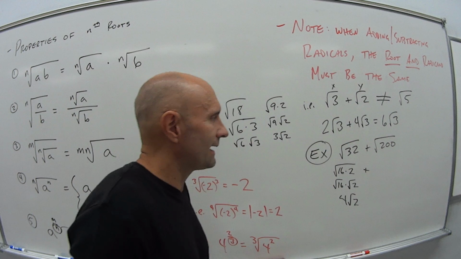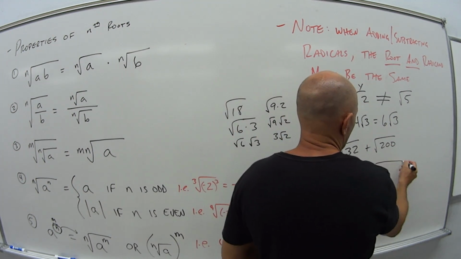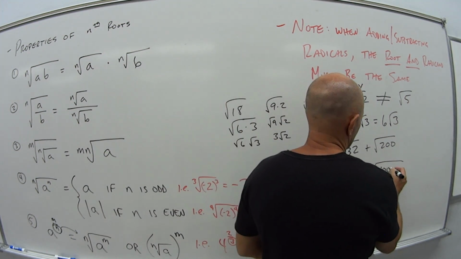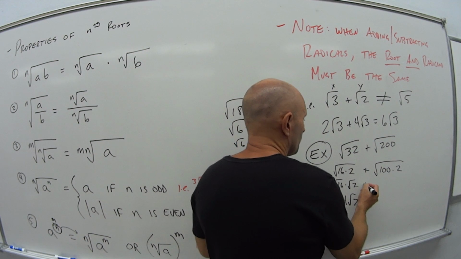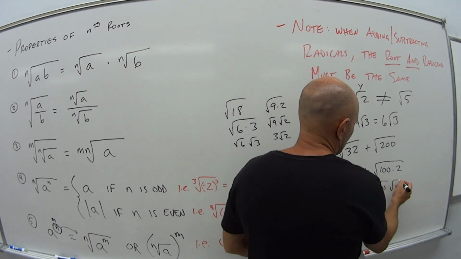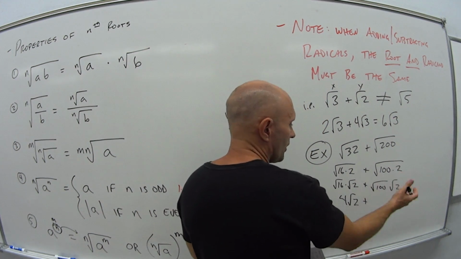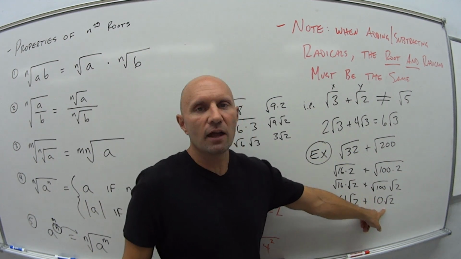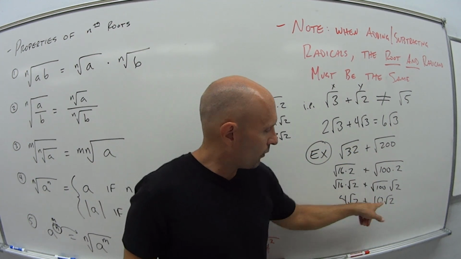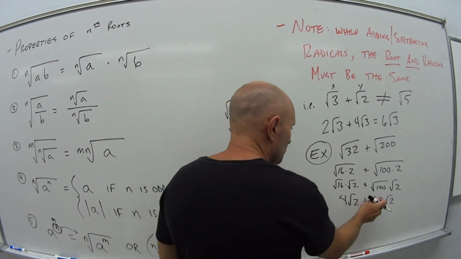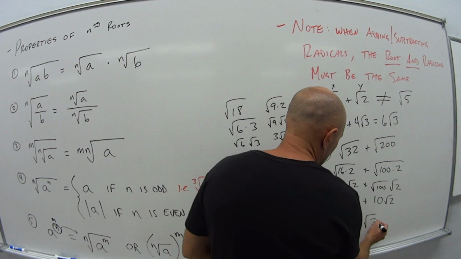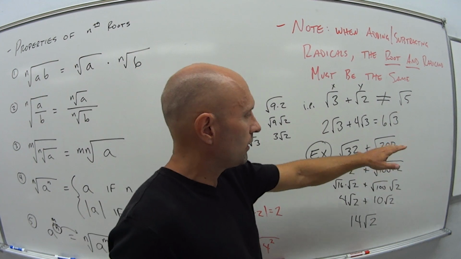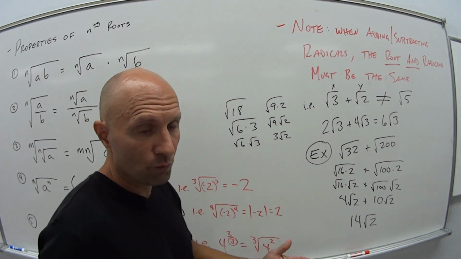All right, hopefully you got it. So 200 we can rewrite as what? Well, I want a perfect square if possible, so that's 100 times 2. If I break this apart, square root of 100, square root of 2, square root of 100 is 10. So the square root of 200 is really 10 root 2. Now because they both have square root of 2, I can add them together. 4 plus 10 is 14 times the square root of 2. So that would be my answer. Square root of 32 plus the square root of 200 is just 14 root 2.